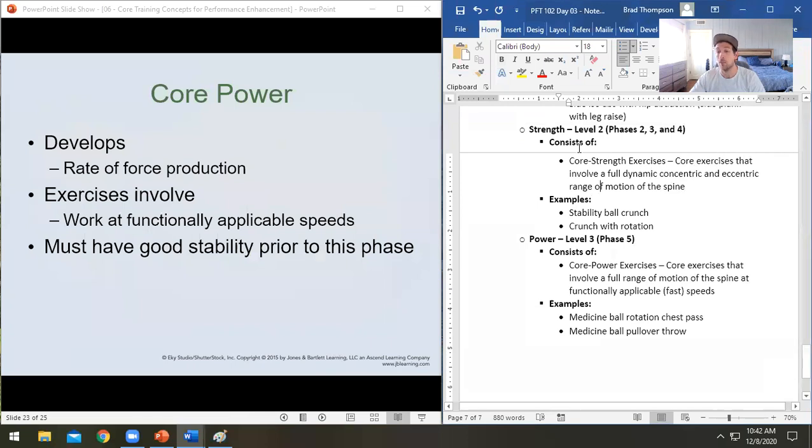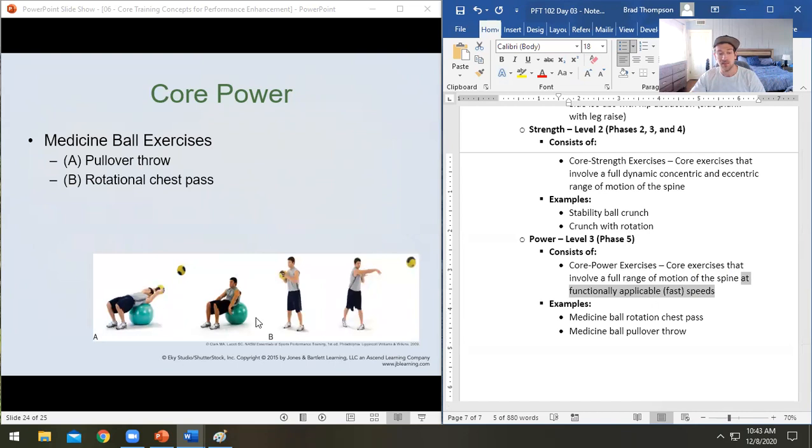So that is movement of the spine. That's what we're focusing on there, right? So stabilization, don't move the spine. Strength, move the spine. Then power, move the spine fast, right? So these are core exercises that involve a full range of motion of the spine. That sentence is literally the same, but we say it as functionally applicable, which is a fancy way of saying fast speeds, right? So the medicine ball pullover throw, or the rotation chest pass, right?